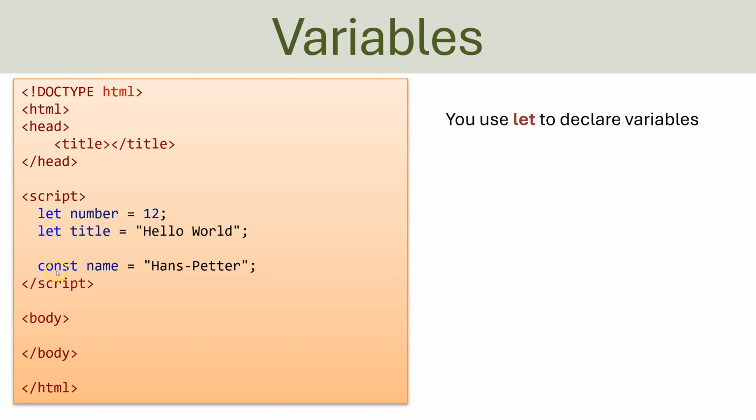You can also use const if you don't want to change the variable, like this, because here I just use const name equals Hans Petter, because typically I don't change my name. So either use const if you don't need to change the variable, or use let if you need to change the variable during the execution of your JavaScript code.